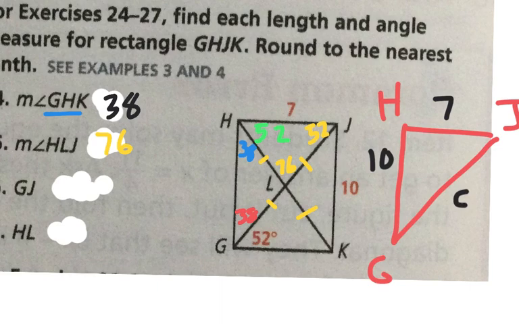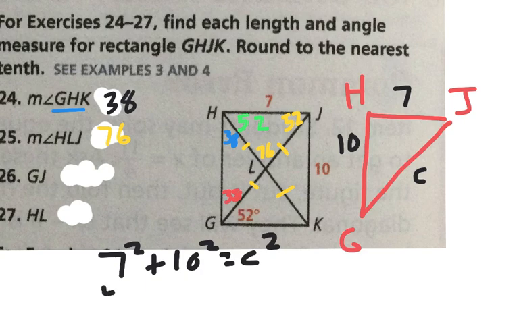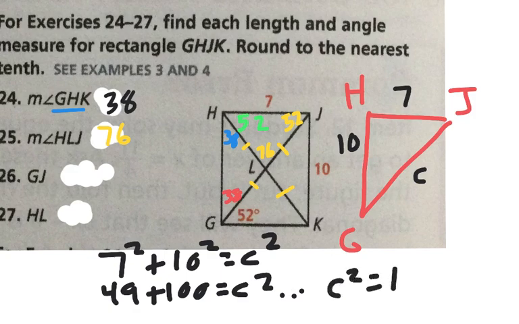So 7 squared plus C squared equals 10 squared. No, wrong. Which of these is the hypotenuse? C. The one opposite the right angle has to be the hypotenuse. That's the most important part. You have to get that part right. 7 squared plus 10 squared equals C squared. 49 plus 100. So that says C squared equals 149.